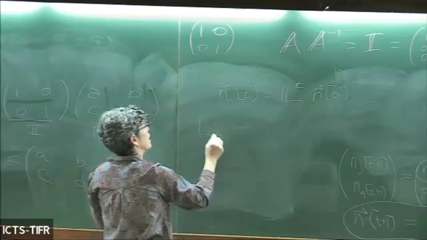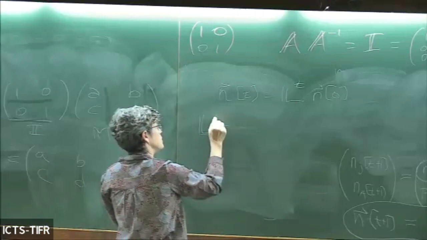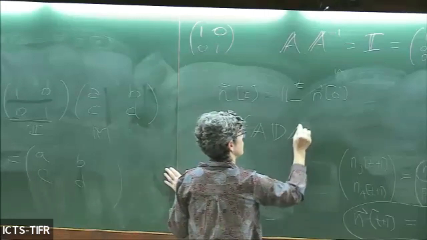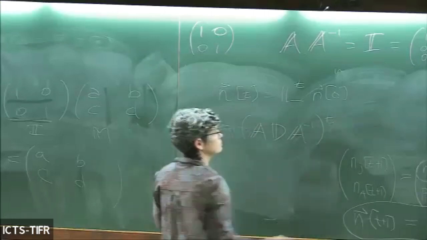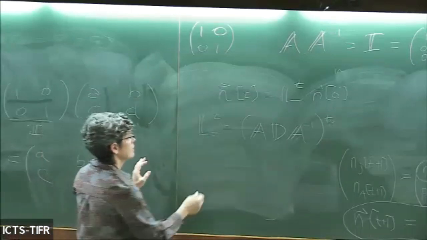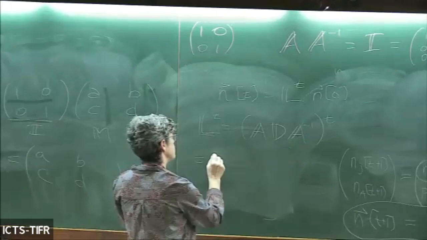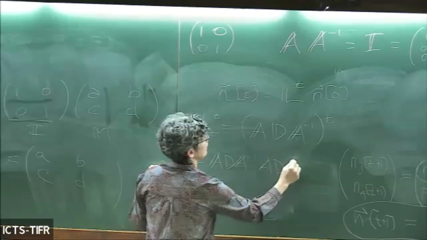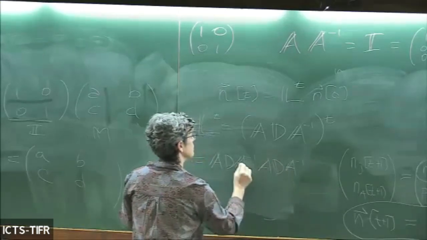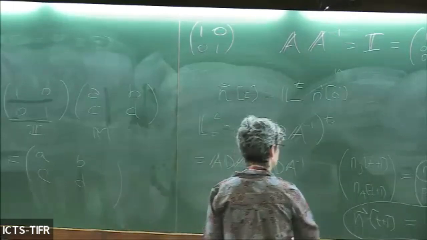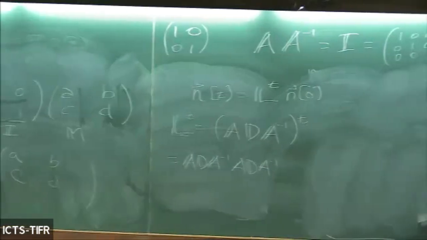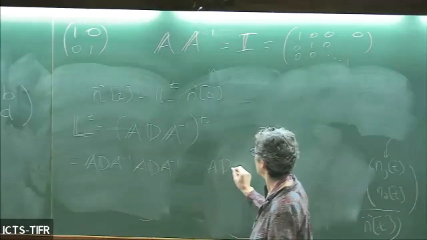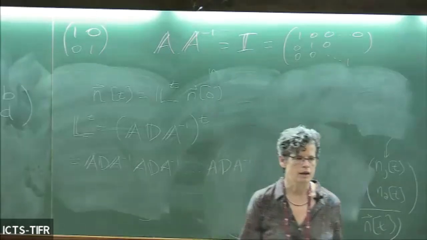But that Leslie matrix raised to the t-th power is equal to A D A inverse raised to the t-th power. That doesn't look so good. But now just write this out as a product. A, D, A inverse, A, D, A inverse. These are all matrices. So on and so forth. Dot, dot, dot, until I get A, D, A inverse for the t-th time.